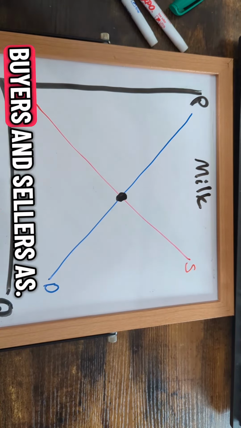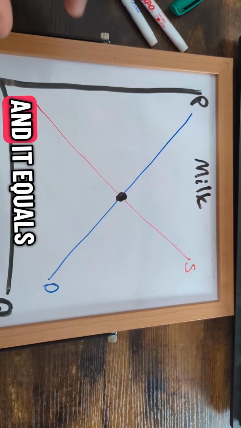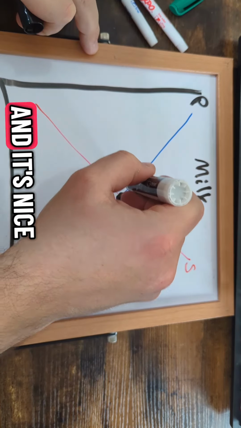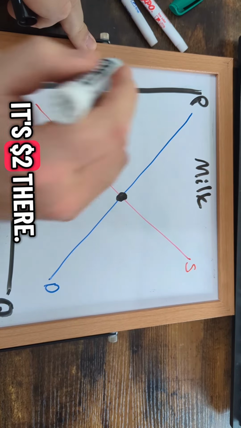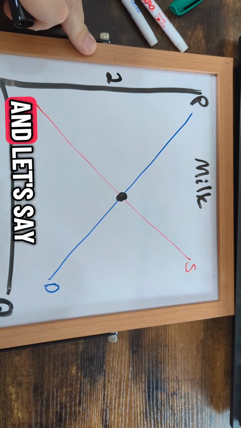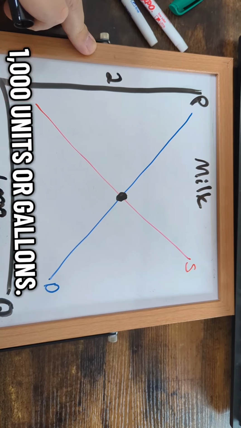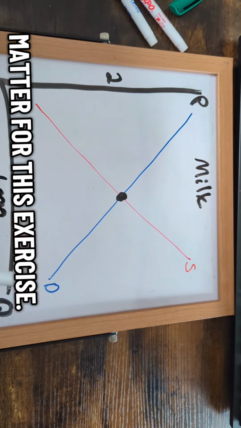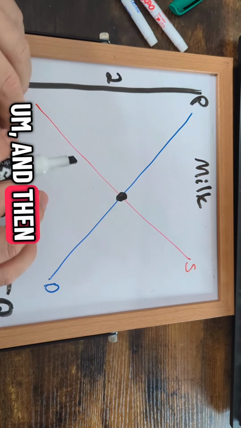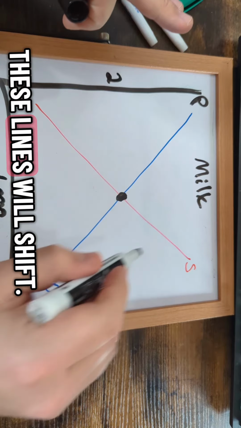There are as many buyers and sellers as there are for everything in supply and demand, and it equals there, and it's nice that it's there. Let's just say it's $2 there, and let's say the quantity is 1,000 units or gallons. It doesn't really matter for this exercise. And then what I'd like to cover though is how these lines will shift.